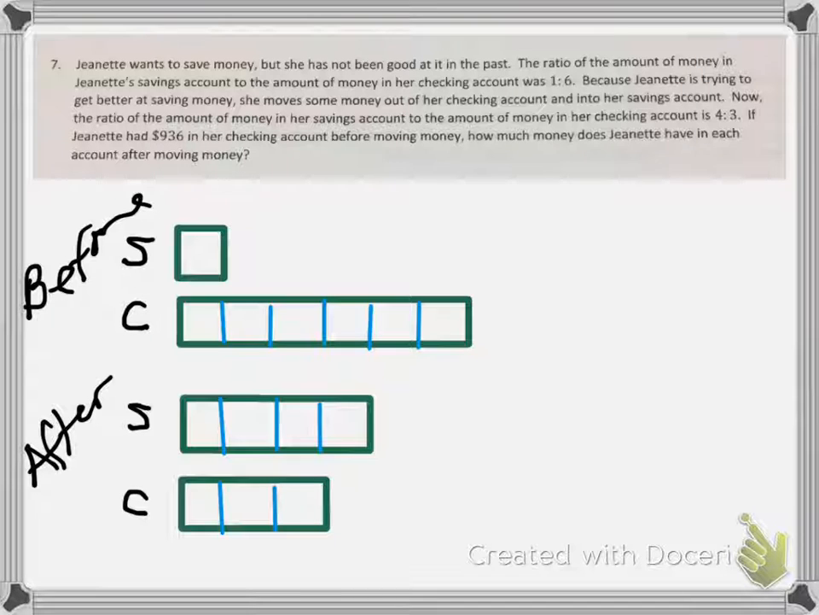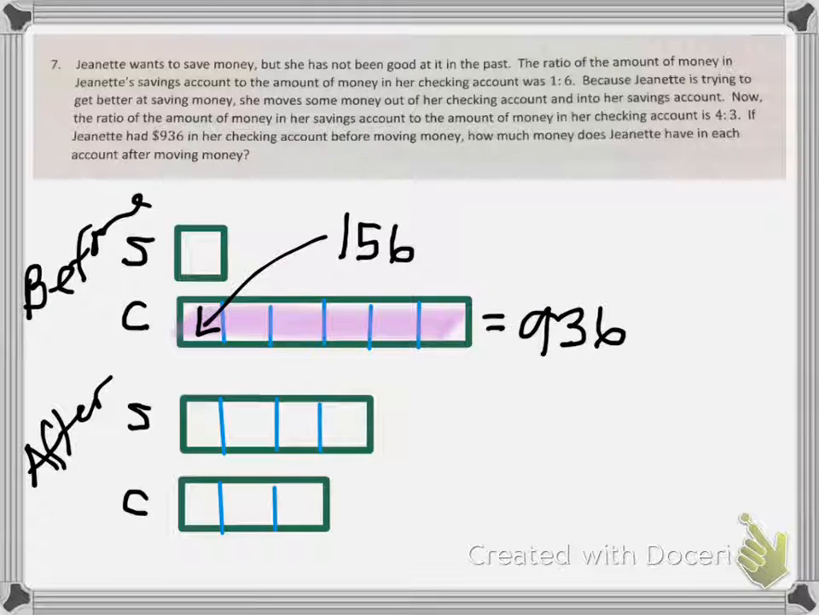If Jeanette had $936 in her checking account before moving the money, well, her checking account before moving the money is this. 6 boxes. And those 6 boxes are equal to $936. So we're going to take 936 and we're going to divide that by 6 boxes. 936 divided by 6 is 156. So the constant is, let me just make an arrow here so I know. Every box is 156. So the constant is 156.